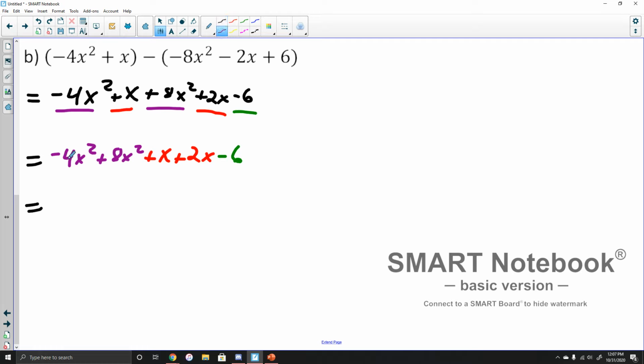Now combining these, negative 4x squared plus 8x squared, negative 4 plus 8 is going to be positive 4. Then that x squared hangs out front. And x plus 2x, this is really an invisible 1 in front of here. So 1 plus 2 is 3x. And then that minus 6 is just all by itself. And we are done, right? And I'm just going to rewrite it in black so you can see that that is our final answer.